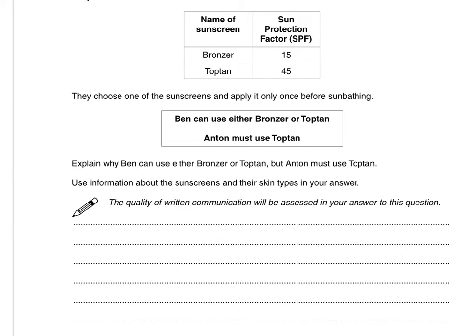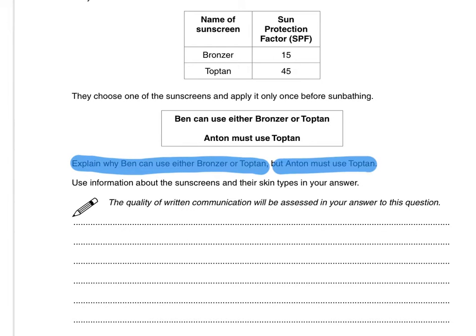Right, so like I said, it's a bit of a beast, but let's have a little look at what we need to do. Like always, these 6 markers, you can break them down a little bit. So explain why Ben can use either bronzer or top tan, but Anton must use top tan. That's the main part of this question. But what it tells you next is where we can break it down a bit. Use information about the sunscreen. So we know we have to talk about the sunscreens, but we also have to talk about their skin types as well. If you talk about both of them, then we start getting into the really, really good marks.